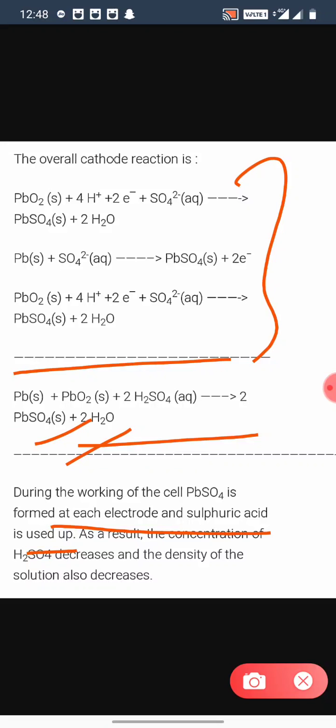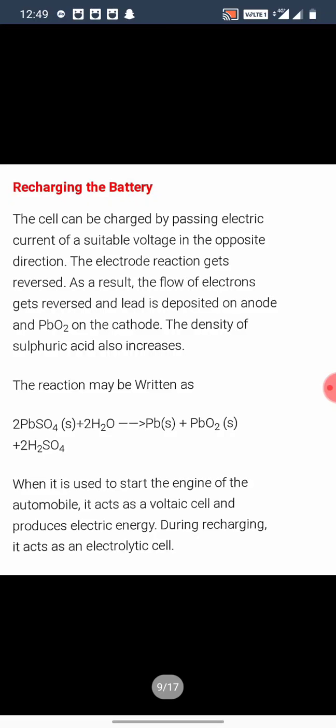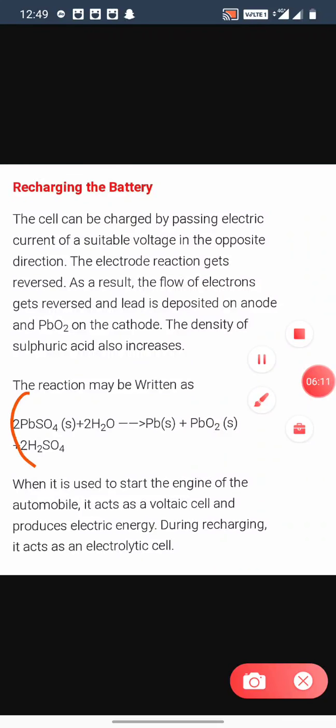Since it is a rechargeable cell, when you connect it to some power supply, it will reverse the reaction, which will lead to maintenance of the density of sulfuric acid. So here is the process and the reaction mentioned which is responsible for recharging of a lead storage battery. You can go through this page and it is easily understandable.